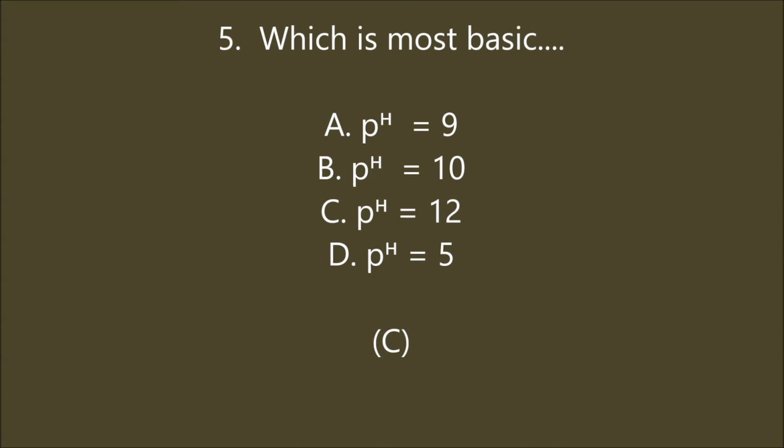Which is most basic? pH is equal to 9, pH is equal to 10, pH is equal to 12, pH is equal to 5. C is the right answer, that means pH is equal to 12. Whereas pH is equal to 9 and pH is equal to 10 belong to bases, pH is equal to 5 is weak acid.